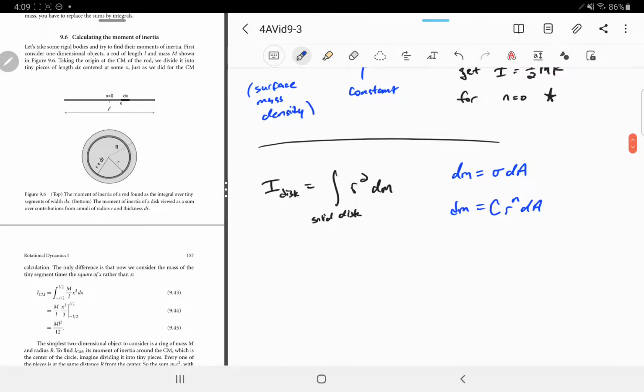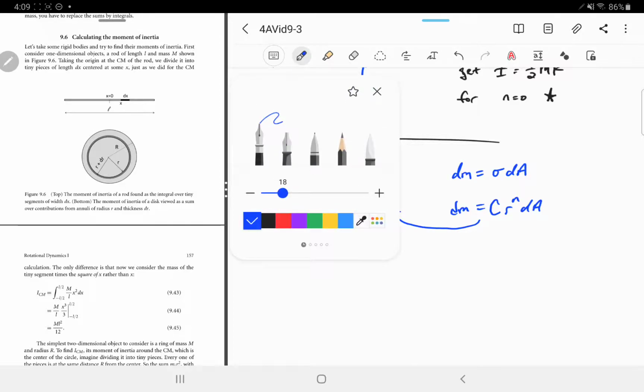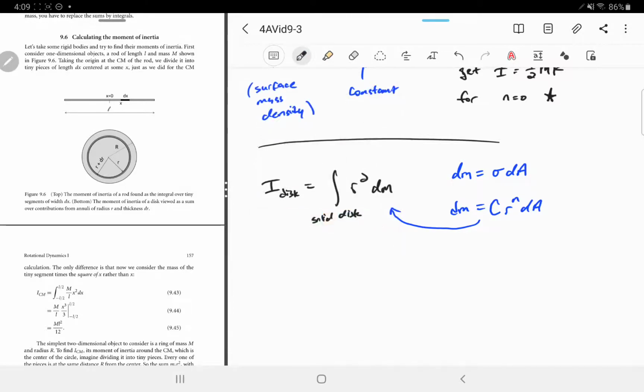Okay, so now we can plug that into here. Let's see what we get out of that. So we're going to integrate over our solid disk, r squared times dm, which is c times r to the n dA. Okay, this is better. C is a constant. And now this radius and this radius are the same thing, the distance from the origin.